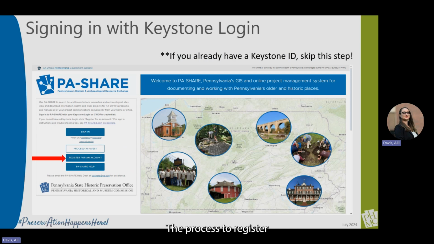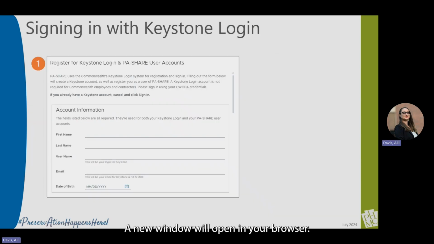The process to register your Keystone login is simple and quick. If you know you already have a Keystone ID, you can skip over this step. On the PA Share homepage, click on Register for an Account. A new window will open in your browser.